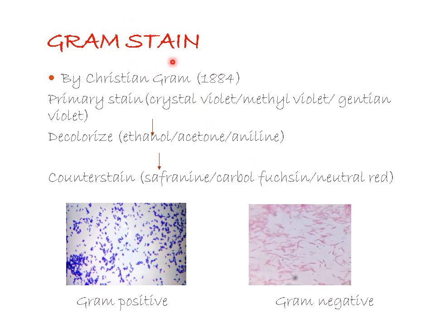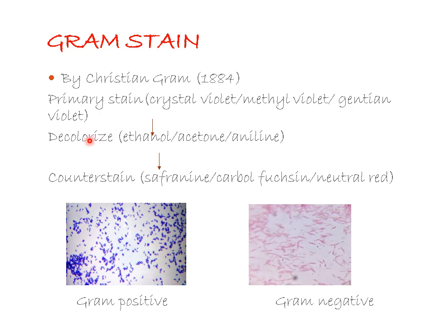This Gram stain was introduced by a histologist whose name was Hans Christian Gram in 1884. It's a type of differential staining technique in which a bacterial smear is first subjected to a primary stain. This primary stain can be crystal violet, methyl violet, or gentian violet.